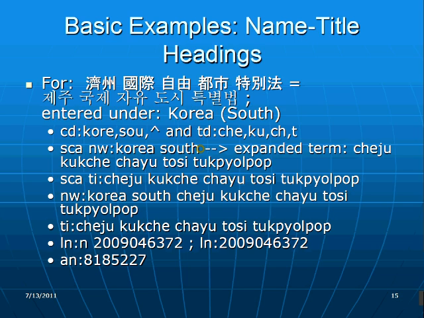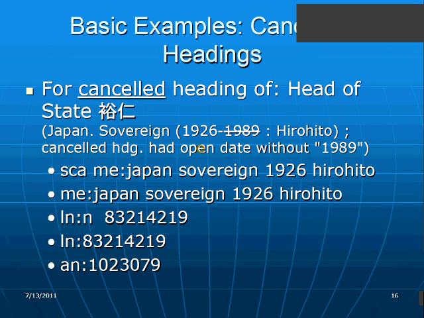For name title headings, an example is the South Korean law. Some command possibilities include CD colon Kori, comma, Sao, comma, caret, and TD colon Che, comma, Ku, comma, Ch, comma, Tu. For browsing, scan NW colon Korea South with expanded terms Cheju Kuk Che Cha Yu Tosi Tuk Pyo Pop, or Skati I colon Cheju Kuk Che Cha Yu Tosi Tuk Pyo Pop. For keywords such, NW colon Korea South Cheju Kuk Che Cha Yu Tosi Tuk Pyo Pop, or TI colon with those title words. LCCN and OCLC authority record number searches are in the same manner as with personal corporate conference geographic names and uniform titles.